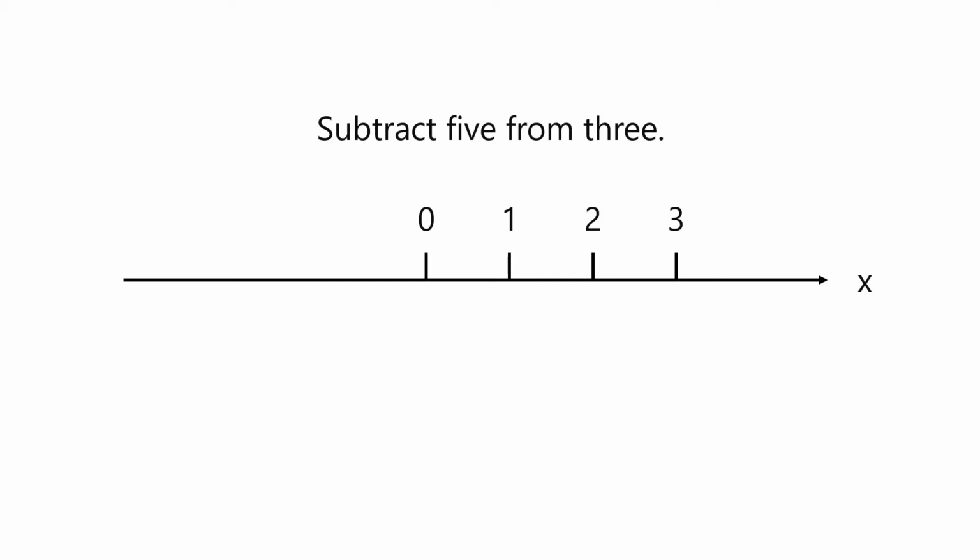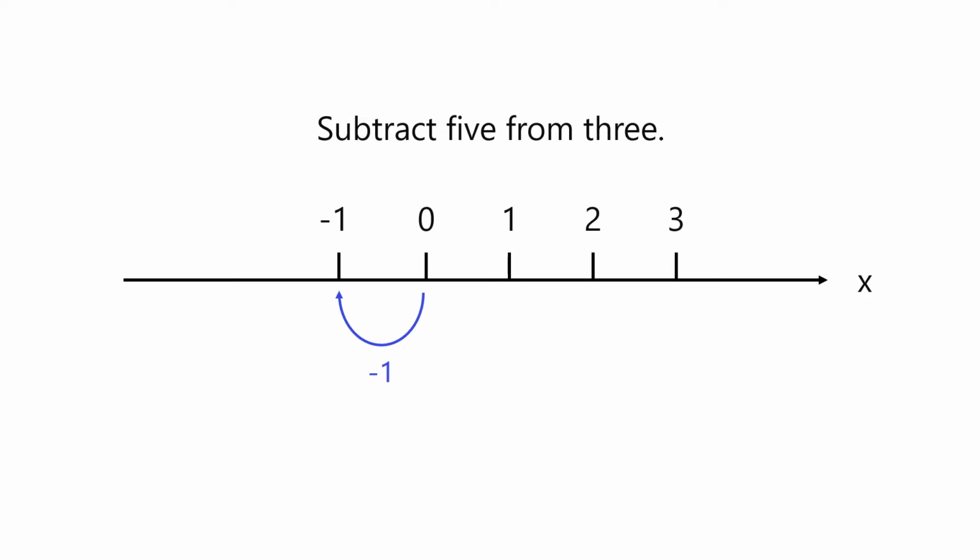When you subtract 1 from 3, you get 2. When you subtract 1 from 2, you get 1. When you subtract 1 from 1, you get 0. Now, what happens next? You still need to subtract 2 from 0. When you subtract 1 from 0, you move 1 unit left of 0, and you get negative 1.